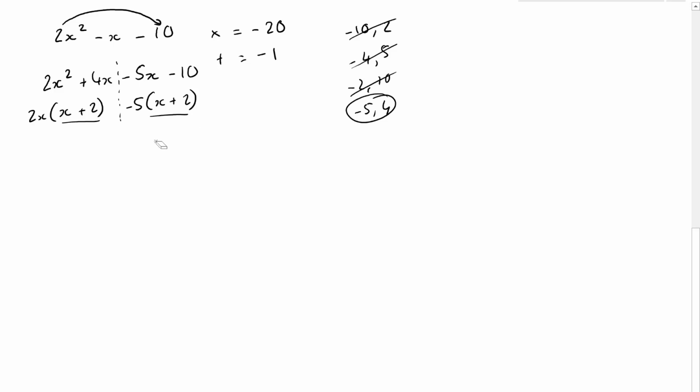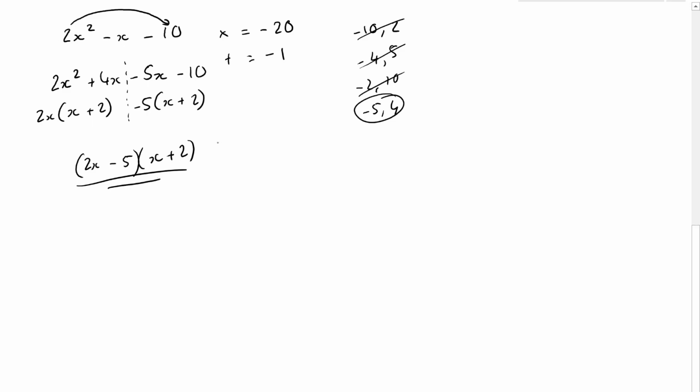You should get the same bracket, and that becomes one of your brackets, and the other bracket consists of everything that you've got left. So 2x minus 5. And this is your factorized expression. We could solve this just by setting it equal to 0 and then saying either x plus 2 is equal to 0 or 2x minus 5 is equal to 0, and we'll get two solutions for that as well. This is your method of factorizing any quadratic, and thank you for watching.